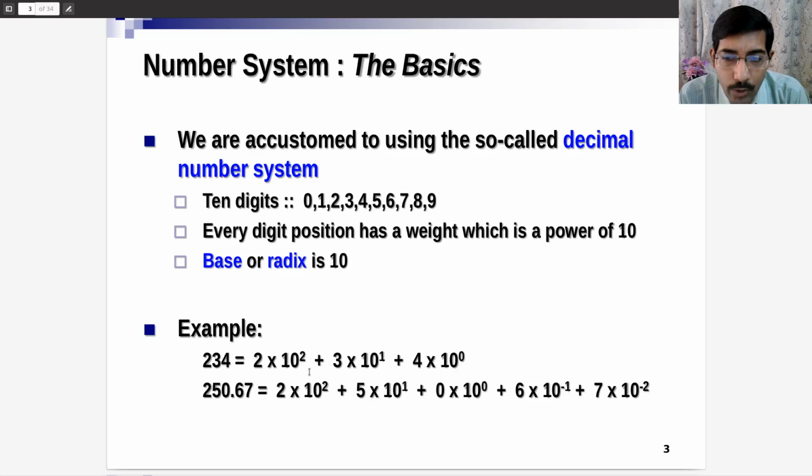And after the point, we go on doing 10 to the power minus 1. Before the point, we start from the right and traverse towards the left. That is 0 into 10 to the power 0, 5 into 10 to the power 1, 2 into 10 square. Whereas after the point, we go into 10 to the power minus 1 into 6, 10 to the power minus 2 into 7. That is, from left to right after the point we traverse. This is how we get the number following the convention.